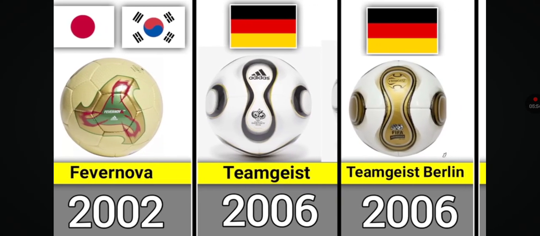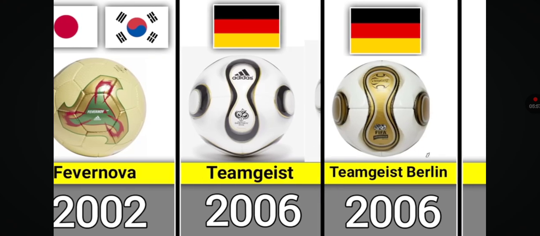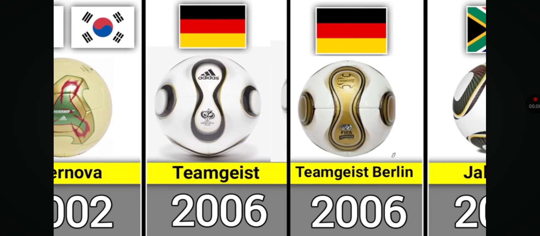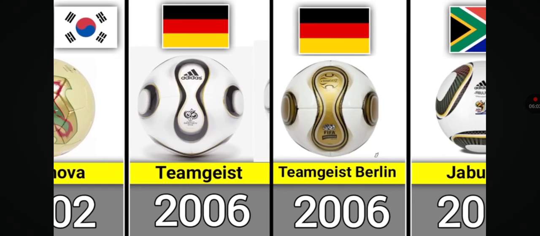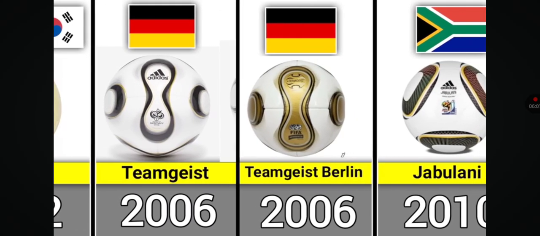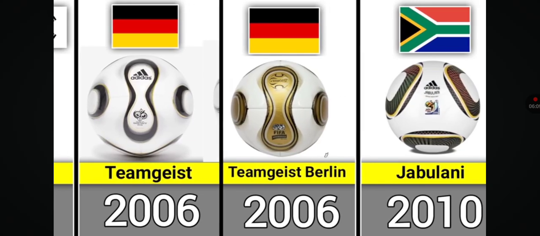2006 Final Teamgeist Berlin. The Teamgeist Berlin was created specifically for the World Cup final. It featured a special design for football's biggest stage. Only the best teams reached this moment. This ball became part of a historic final remembered worldwide.